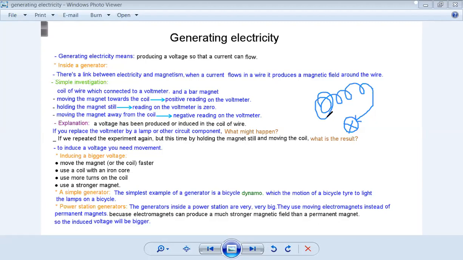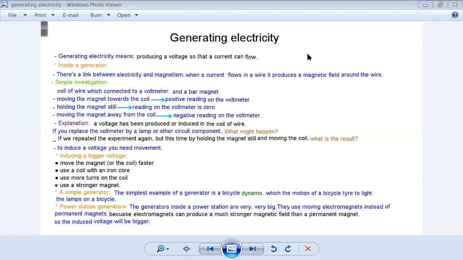Is it clear for you? Yes. Okay, so this was all about generating electricity. It's not that hard. It's a very simple lesson. How can you generate electricity? First, we said generating electricity means producing voltage. Yes, Matasam? Sorry, a second. Mohammed, is it? Yeah, okay.